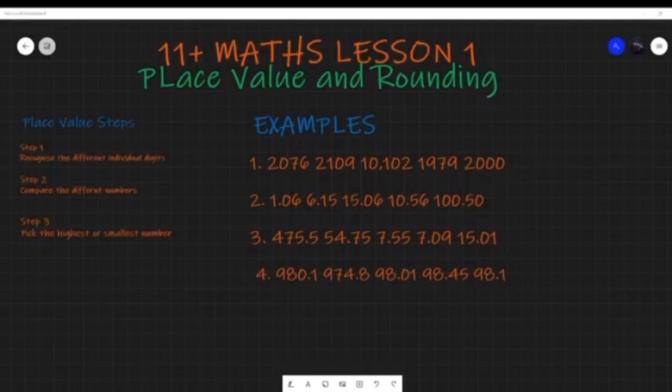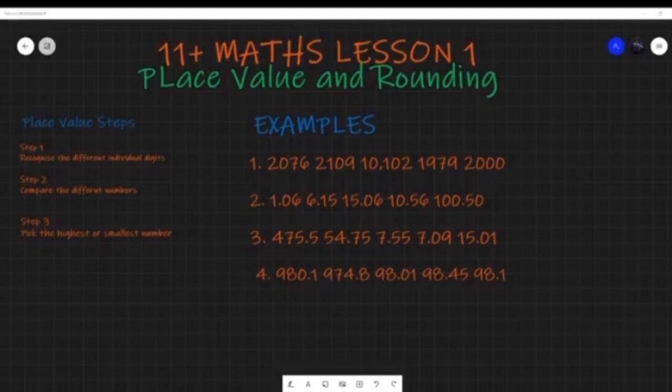So in the number 2076, the individual digits would be: 6 is the ones, 7 is the tens, 0 is the hundreds, and 2 is the thousands. That's clear. The second step is to compare. So we'd have to do this for each individual number. So for 1979, 9 is the ones, 7 is the tens, 9 is the hundreds, and 1 is the thousands.